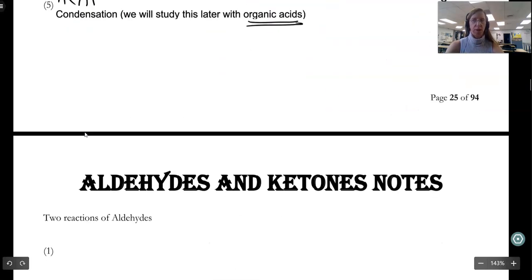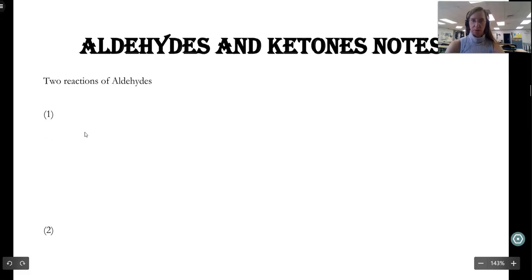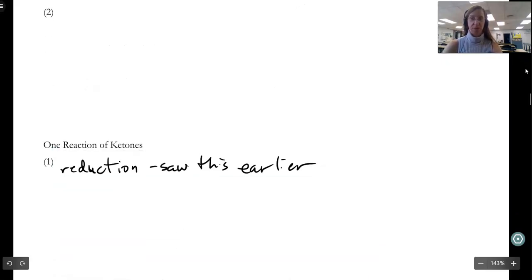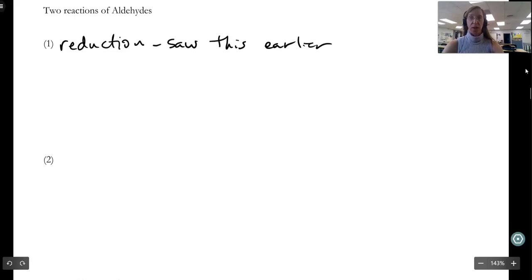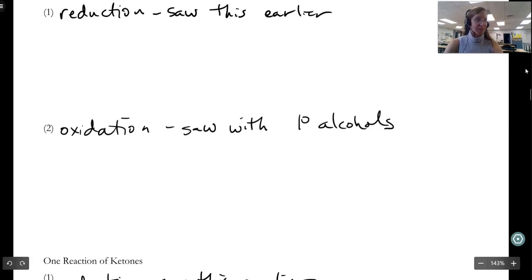What about these aldehydes and ketones? Well, we've already seen one of the reactions of aldehydes and ketones. They can both undergo a reduction reaction. So aldehydes can undergo reduction, and ketones can also undergo the reduction reaction that we saw earlier. It's one of the ways of making an alcohol. Now, for aldehydes, there's one more reaction that they can do, and actually we saw this earlier as well. We saw this as the second reaction with primary alcohols.